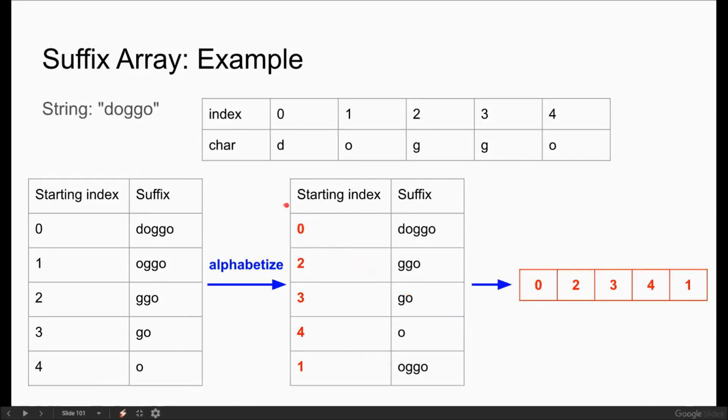Now all we do is grab these starting indices, starting from the top going down. And so 0, 2, 3, 4, 1. So this would be our resulting suffix array.